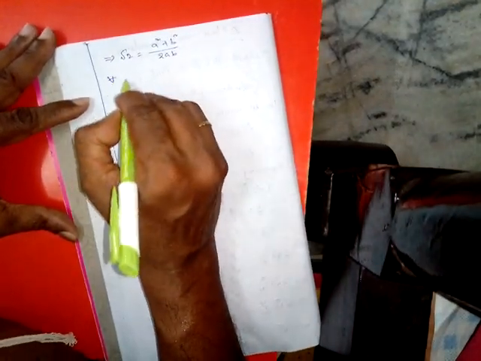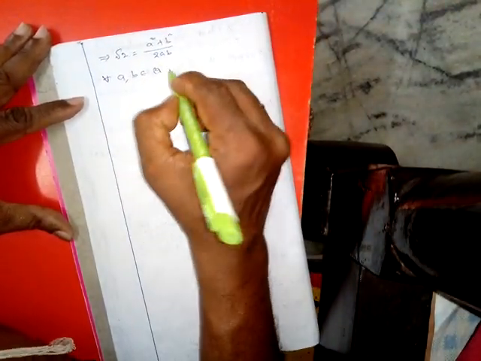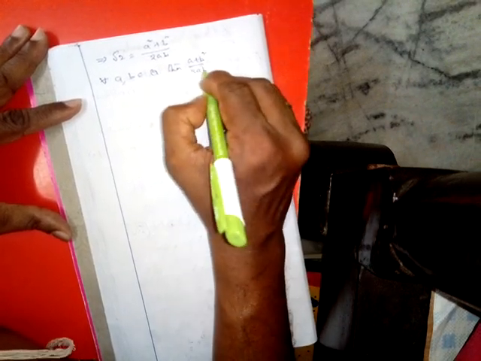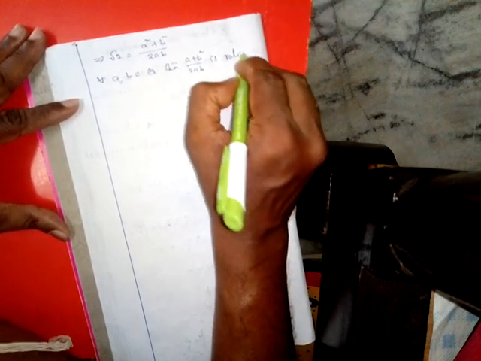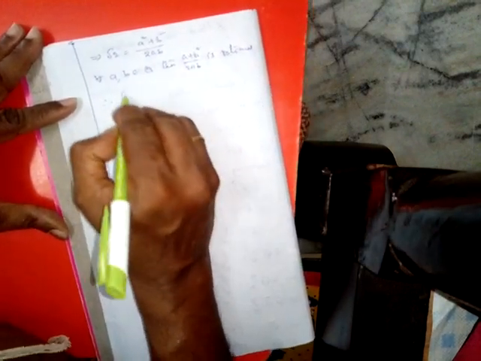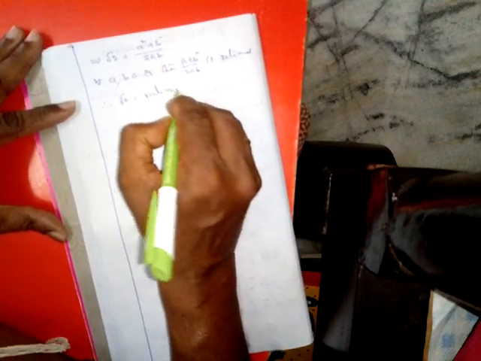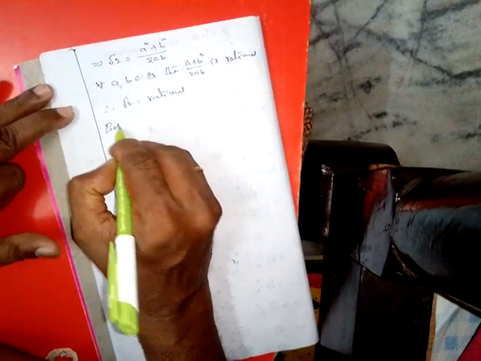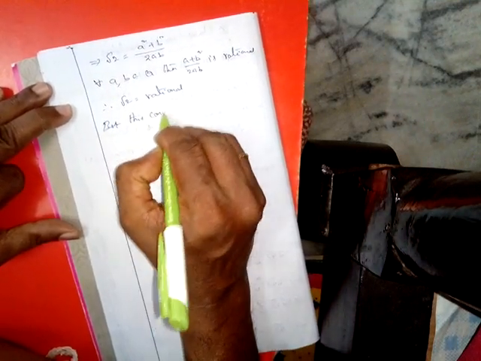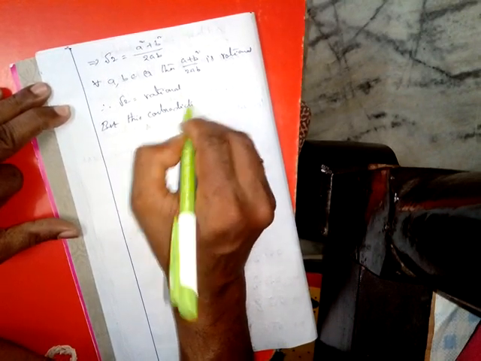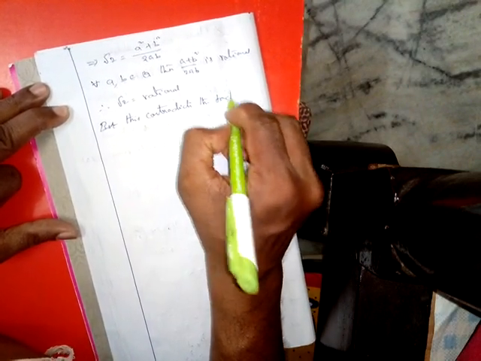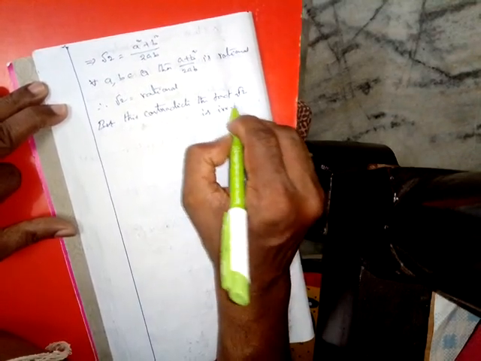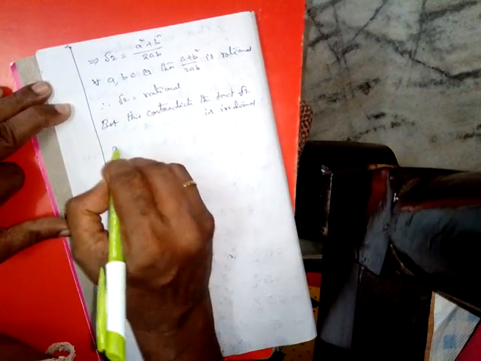But actually for all a, b belonging to rational numbers, a square plus b square by 2ab is also rational. Therefore root 2 equals a rational number. Is it true? Already you proved that root 2 is irrational. So this contradicts the fact that root 2 is irrational.